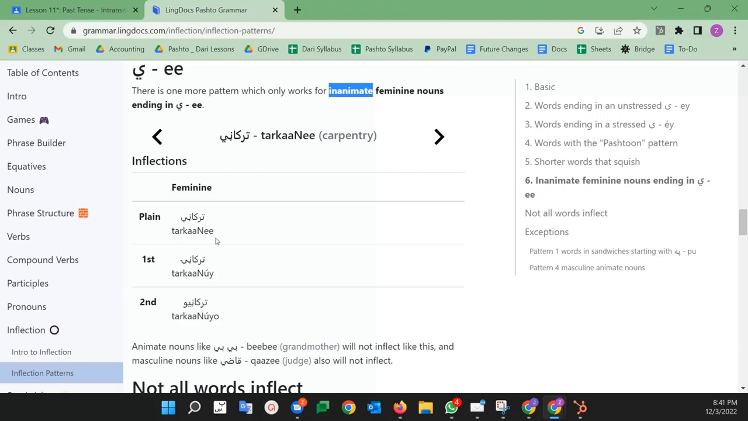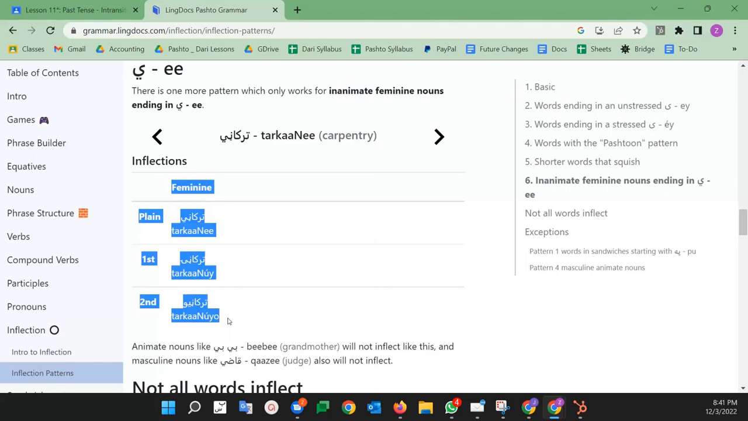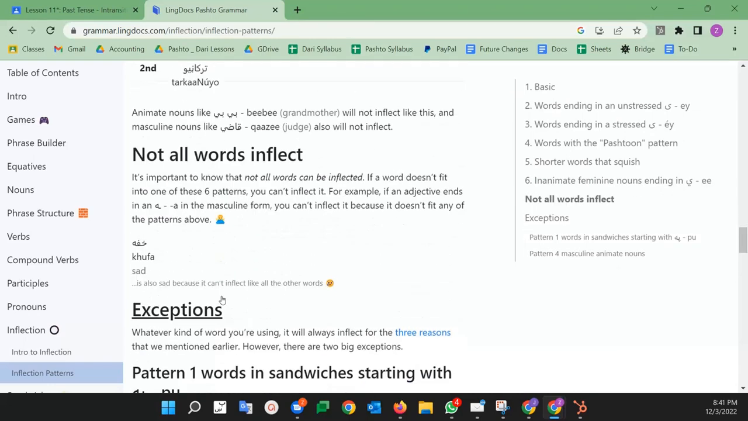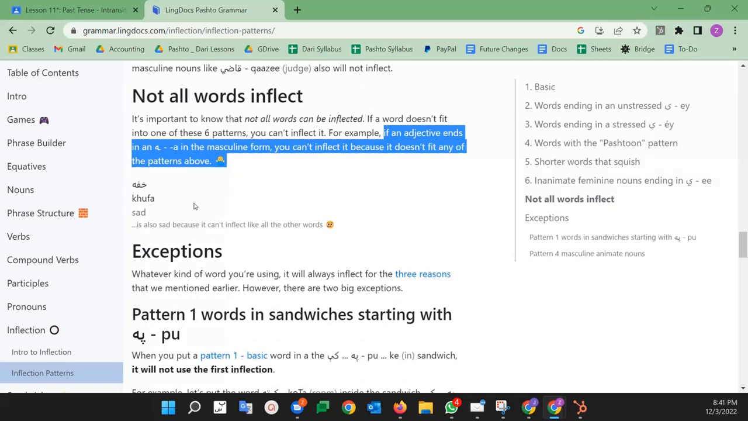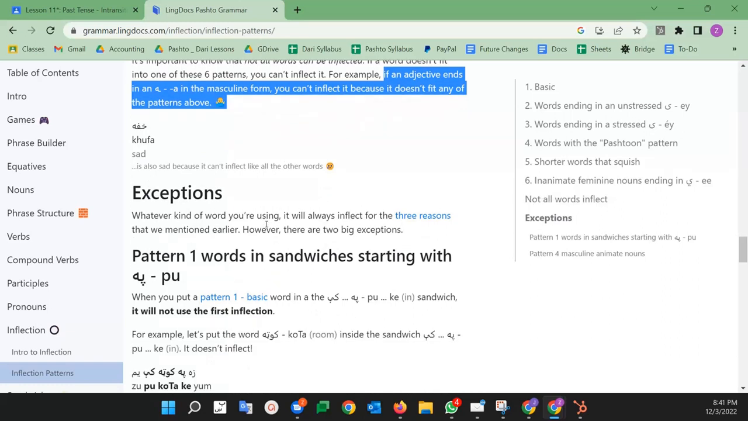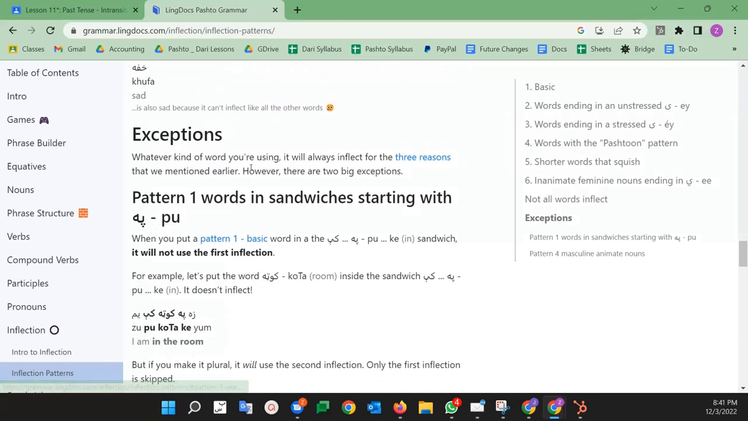For example, tarkani, tarkane, and then tarkanio. So notice, only feminine. We're only talking about feminine here. And they have a special way that they inflect. Okay? One other note is not all words inflect. And the key exception is if an adjective ends in an A in the masculine form, you can't inflect it. So, chafa. So, zachafayim. If I'm a guy, I still say zachafayim. If I'm a girl, I say zachafayim. Okay? So, you don't inflect it.